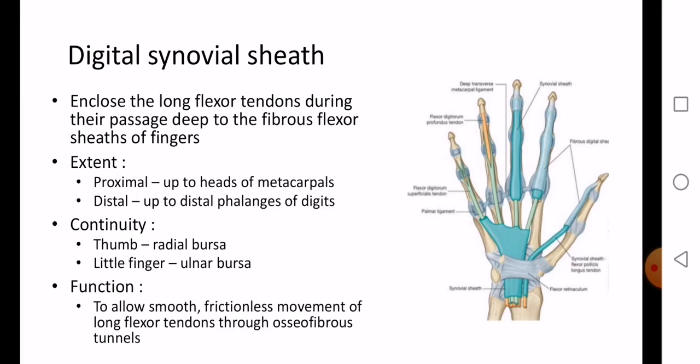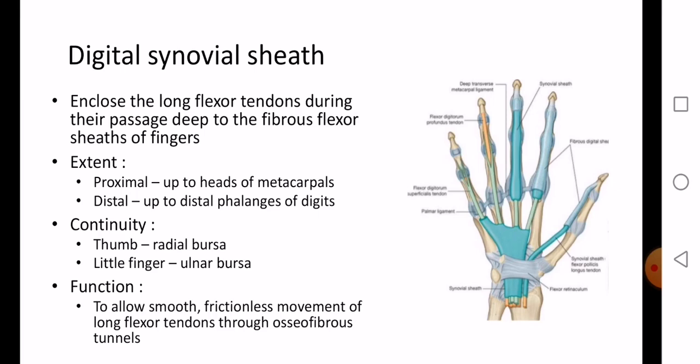Now look at this diagram. All of you again identify the ulnar bursa and the radial bursa. Okay, all of you have identified. Now, what is this digital synovial sheath? From the name itself, digits. It is the synovial sheath of the flexor tendons in the digits. It encloses the long flexor tendons during their passage deep to the fibrous flexor sheaths of the fingers to decrease friction. It extends proximally up to the head of the metacarpals and distally up to the distal phalanges of the digits.